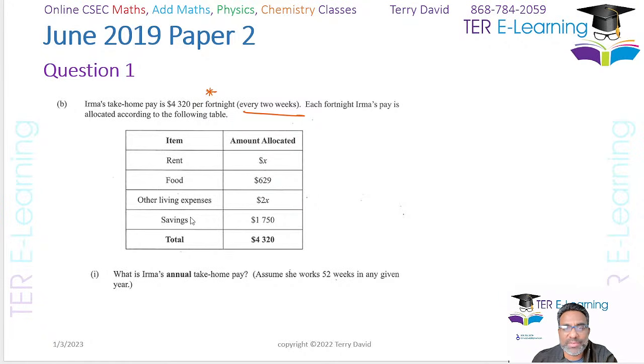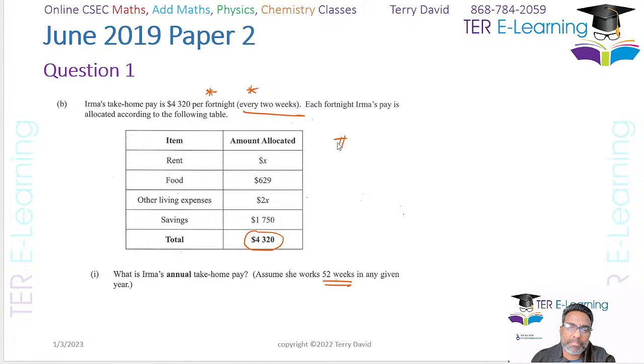Now, they give us a table here that shows the different items that are used with the salary. So we have things like rent, food, other expenses, and our total expenditure is this amount here. Now, what is Irma's annual take-home pay, assuming that she works 52 weeks? Remember, she's being paid every fortnight, or every 2 weeks. So what I would do here is figure out how many fortnights we have.